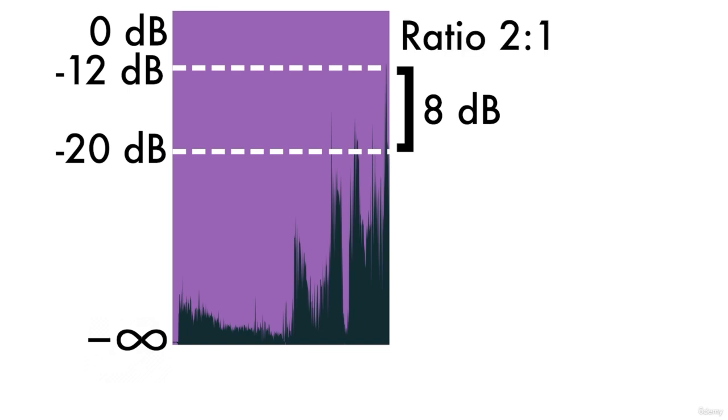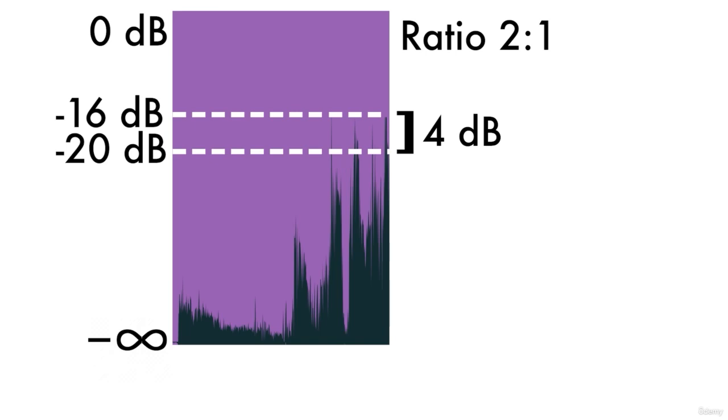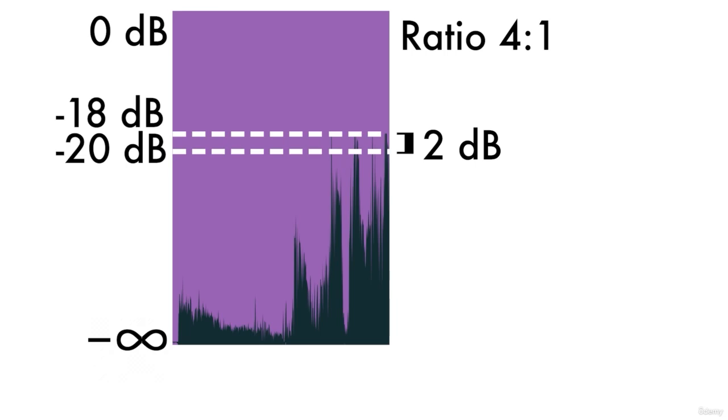If your ratio is set to 2, the compressor will compress this by a ratio of 2 to 1. That will bring it down to 4 decibels. So at the output of the compressor, we will have -16 decibels. If your ratio is set to 4, the compressor will compress it by a ratio of 4 to 1. That will bring it down to 2 decibels. So at the output of the compressor, we will have -18 decibels.